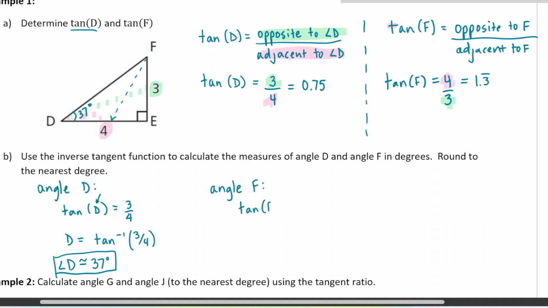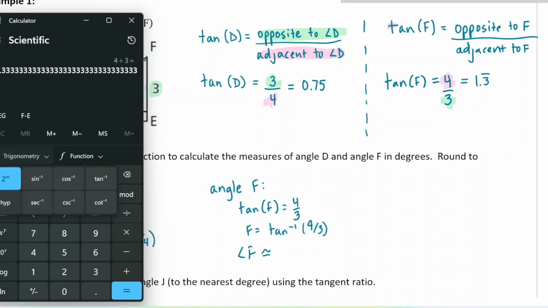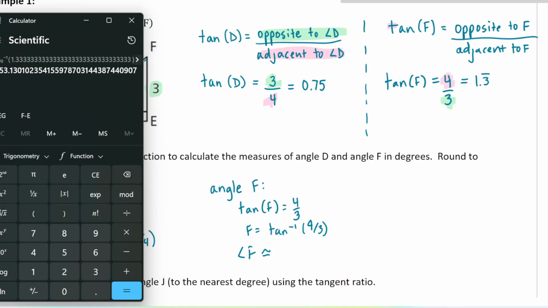So tan of F equals 4 over 3. So we're going to do the exact same thing. F is going to be the inverse tan of 4 over 3. So F, and we're going to have to round it off again. So let's see how that looks. So clear everything. 4 divided by 3. So in your calculator, you may have to press that first, or you may press tan minus 1 first. It just depends. So here I'm going to use inverse tangent, and it's 53 degrees approximately.